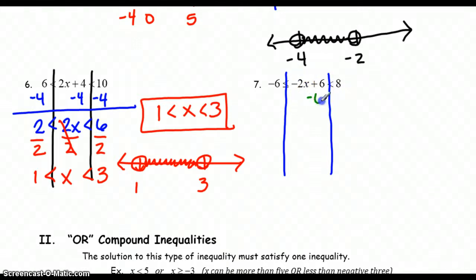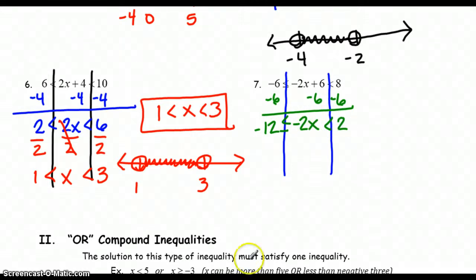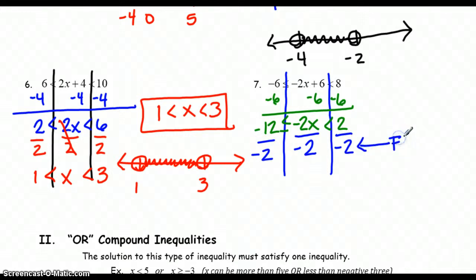All right, first thing we're going to do is subtract 6 from all 3 parts of this problem. Negative 6 minus 6 is negative 12, which is less than or equal to negative 2x, which is less than 2. Next step is to divide by a negative 2. Again, we're dividing by a negative. So if we divide by a negative, we must flip our symbols in the next step.